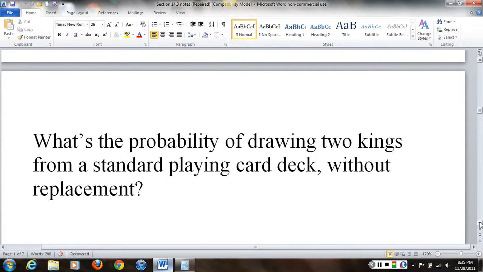What's the probability of drawing 2 kings from a standard playing card deck without replacement? Now this is a good example of when we can use a tree diagram to help illustrate the possibilities that we have.